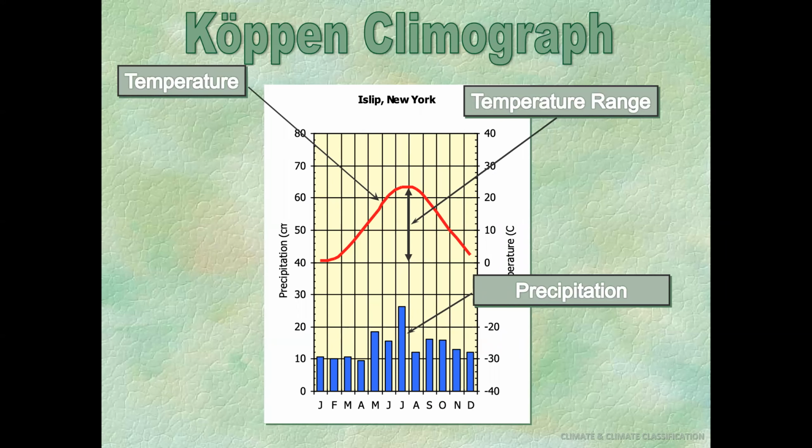Notice how Islip, New York, like most places in New York, doesn't really have a dry season. Most months of the year get on average around 10 centimeters of rainfall, and that's plenty to keep it from becoming a very dry place.